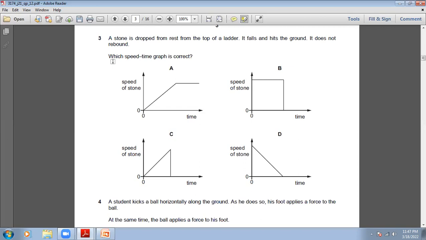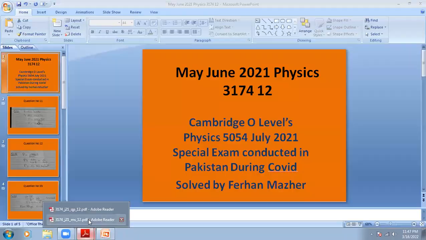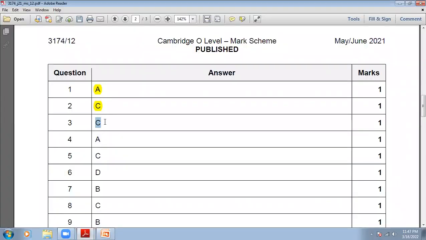Because it's a stone and it is dropped from a ladder, its speed will go on increasing as it is falling down. As it touches the ground, all of a sudden the speed will become 0. So I think this is happening only in the C. So I think question number 3, C is the right choice. Question number 3, C is the right choice, sir.